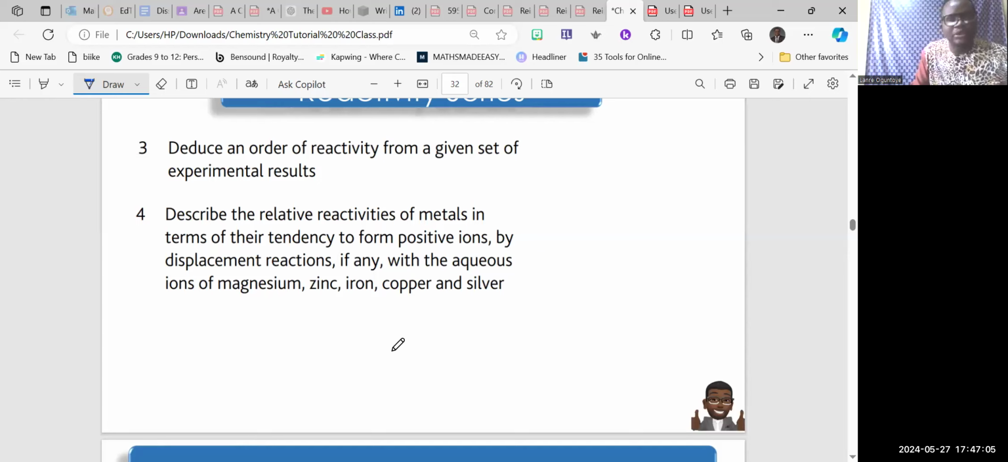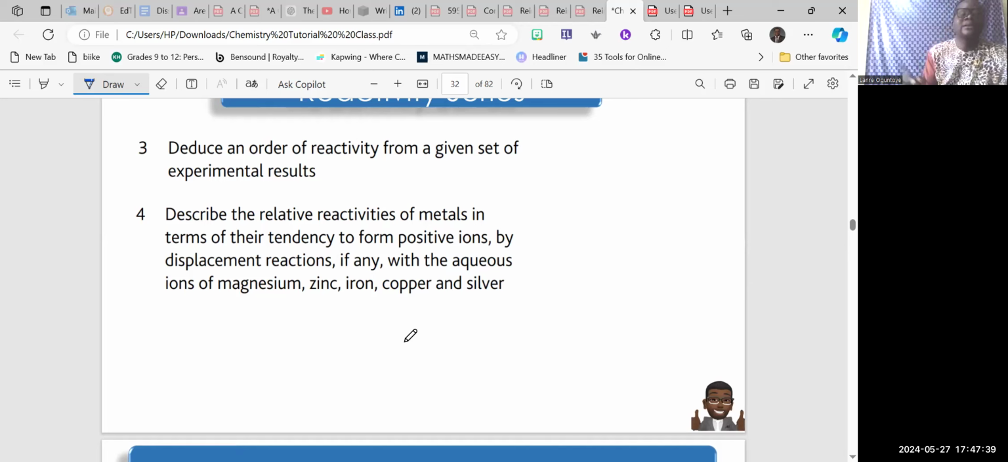Displacement reaction. Anybody? It is a reaction where a more reactive element kicks away a less reactive element. A reaction in which a more reactive atom, metal, replaces a less reactive atom or group of atoms from its compound. That is called a displacement reaction, right?